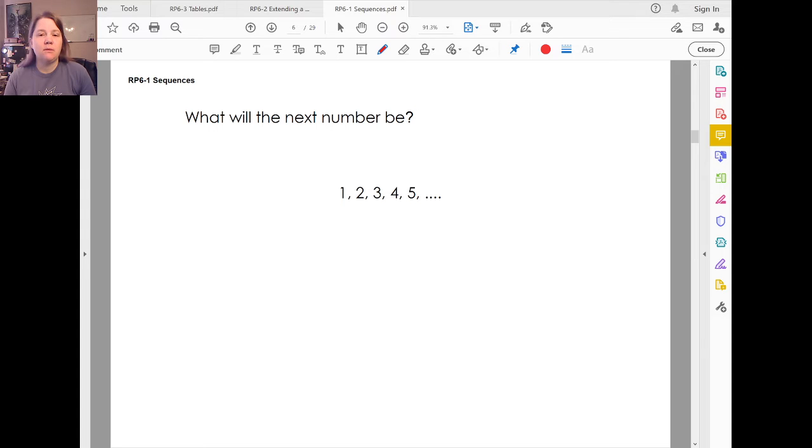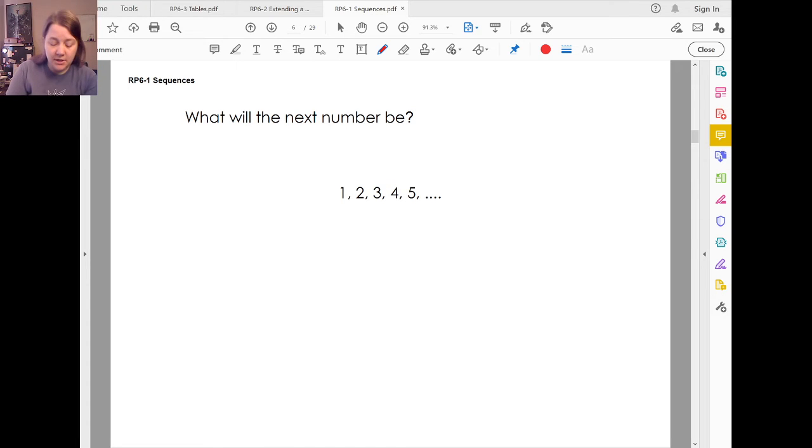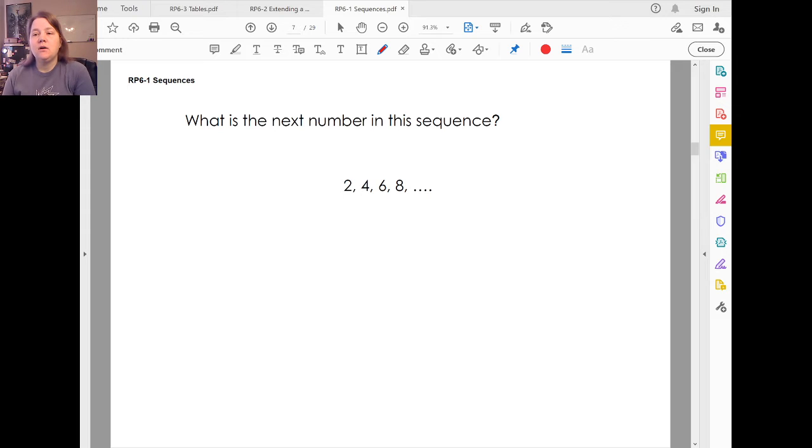So if we were to look at what the next number would be here in 1, 2, 3, 4, 5, the first thing we look at is how much each term is changing by, and then we make that adjustment for the next one. For example, in here, it's changing by 1 every time. So the next time it's also going to change by 1, and our next number is going to be 6. Over here, these numbers are changing by 2s, so our next number is going to be 10.